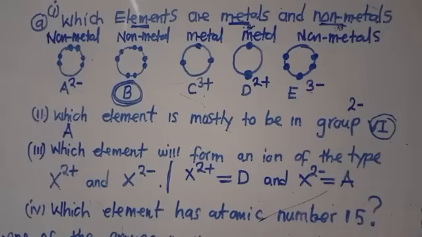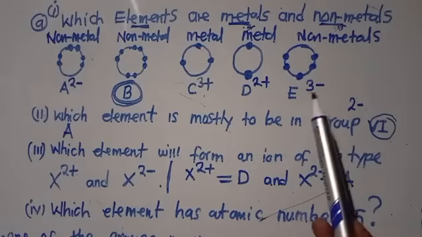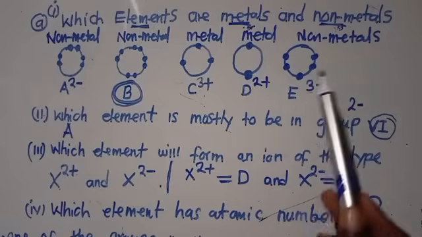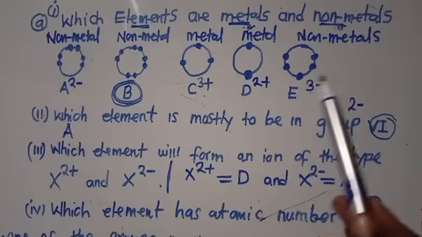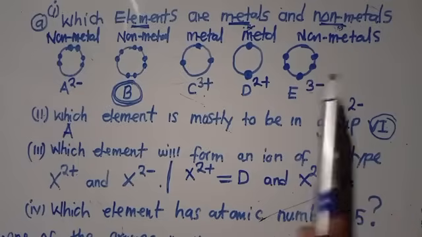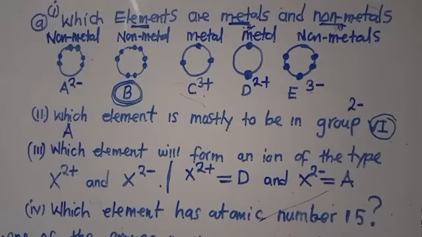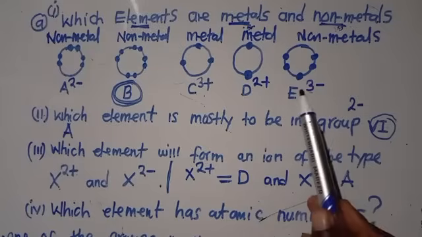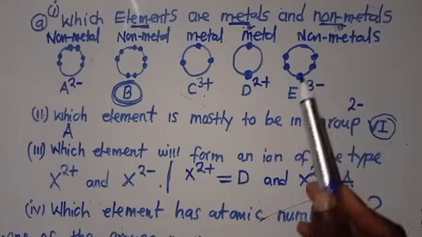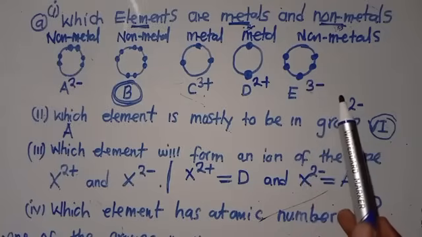How did you come up with 3 negative charge? How did I come up with this? Because it is having 5 electrons in the outermost shell. So for this to be stable, for it to reach 8, it needs to gain 3. 5, 6, 7, 8, then it is full. Meaning that it needs 3 electrons. That's why we said 3 minus.